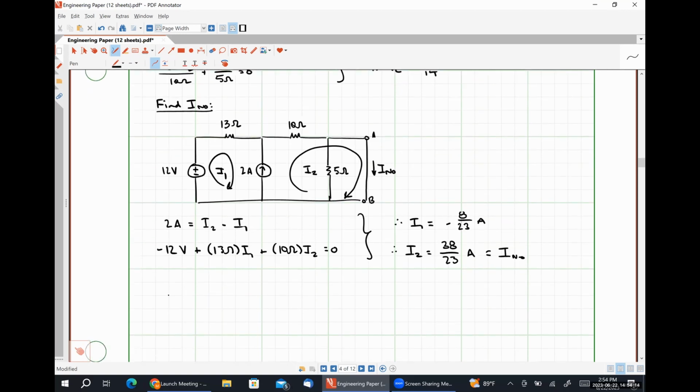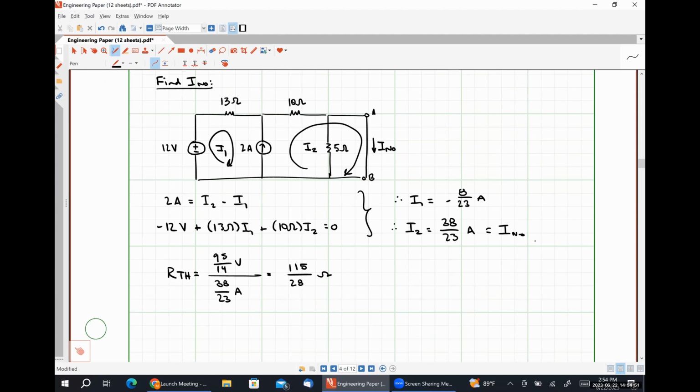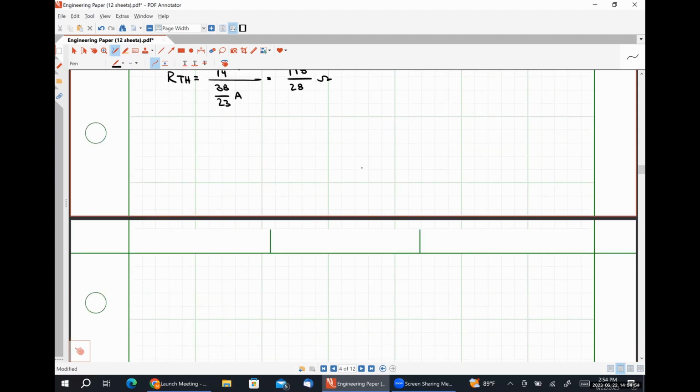So if I've done this correctly, these first 2 steps, R Thevenin should be 95 over 14 volts divided by 38 over 23 amps. Throwing this into my calculator really quickly, 115 over 28 ohms. Let's check things by finding RTH directly.